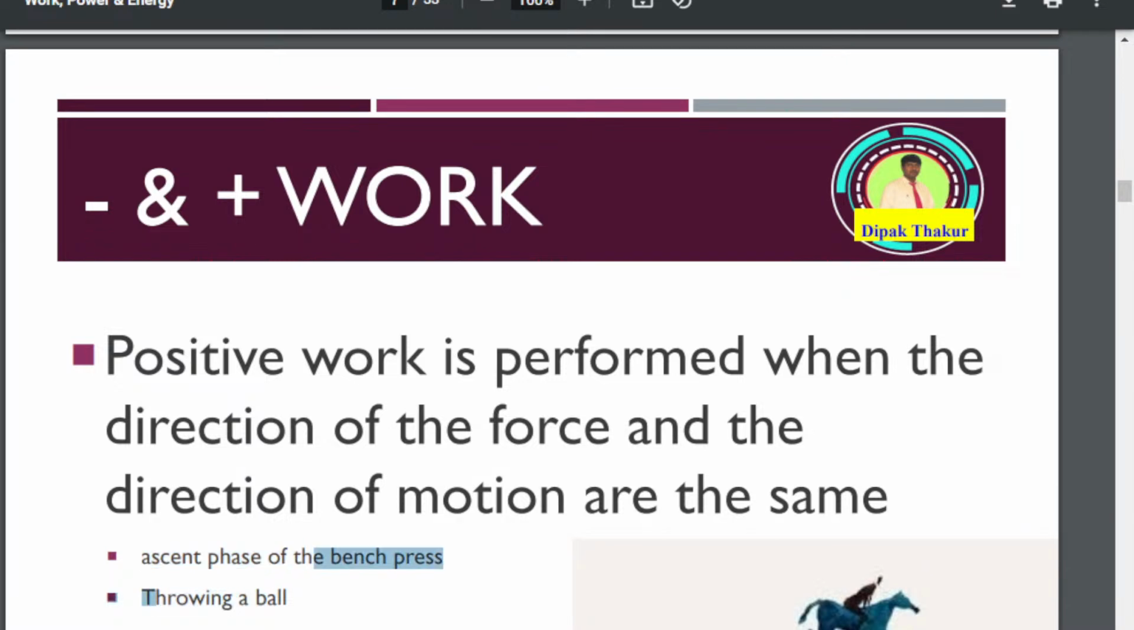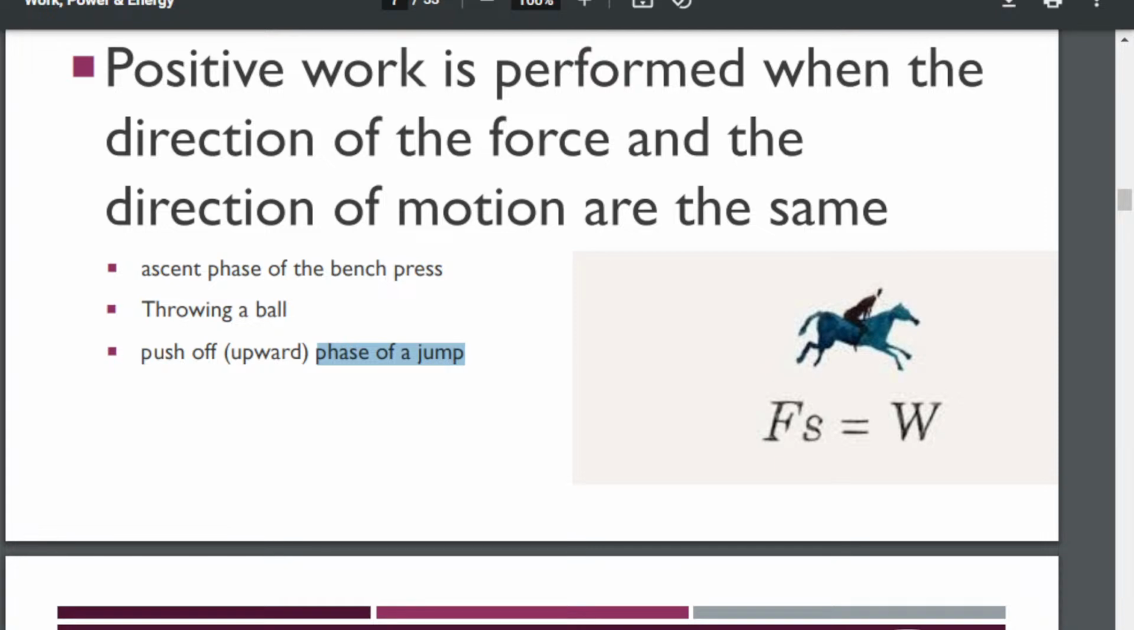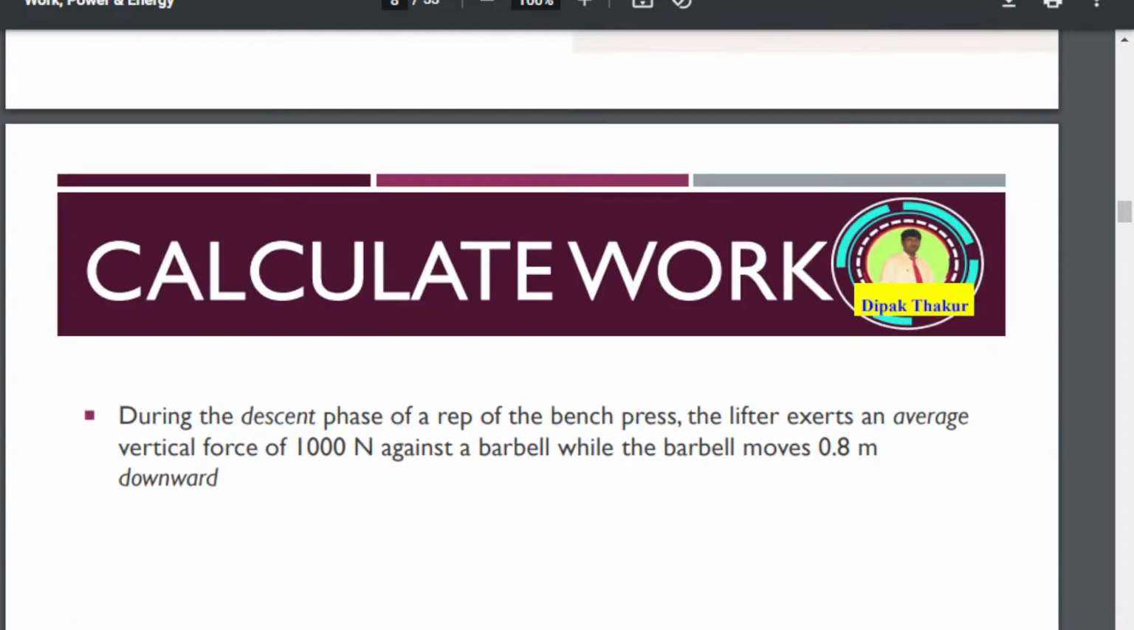Next is the throw of a ball. When we are throwing a ball, we are applying force in the same direction as the ball's motion. Similarly, when we are pushing off, as in the upward phase of a jump, we apply force and move upward, isn't it? Now suppose that we have to calculate the negative work.